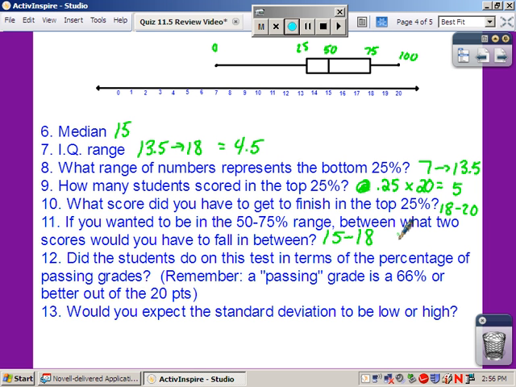So really it's asking you, do you think the class did well overall? Well, 66% is passing. So the first thing we need to know is, what is a passing score? If you take 0.66 and multiply it by 20, what you get is 13.2. In other words, you need 13.2 to pass. So where is that on the graph? Well, that's like right here. That's the passing score.